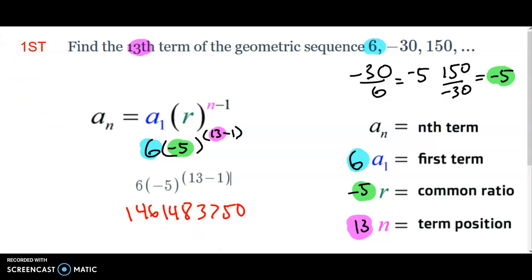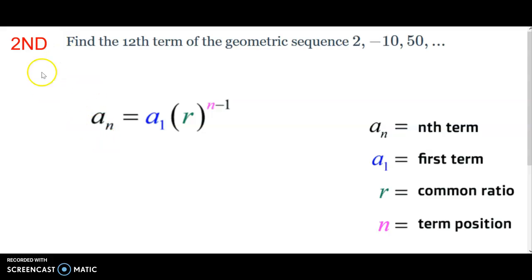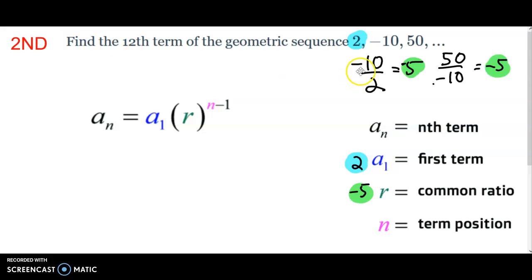Alright, let's take a look at another example. Okay, so in the second question, it wants to find the 12th term of the geometric sequence 2, -10, and then 50. So we'll do the same thing. We'll find the first term, which is 2. We're going to find the common ratio by doing -10 divided by 2 to get -5, and 50 divided by -10 to get -5. And then we'll find the term position, which is given, the 12th term, so that number is 12.